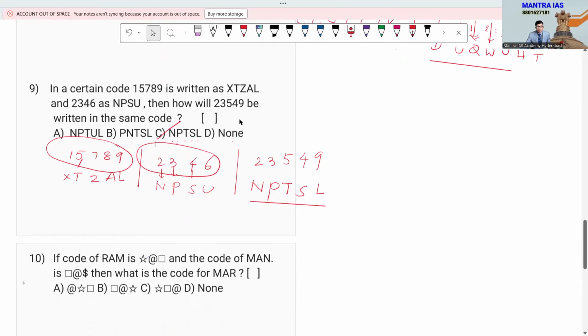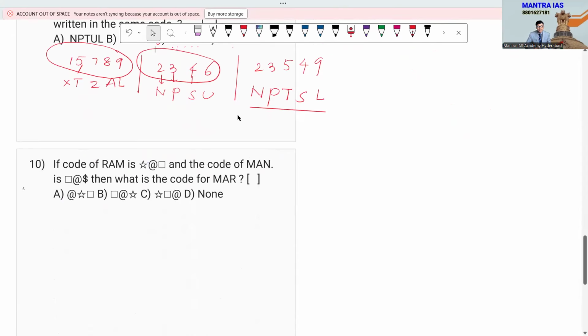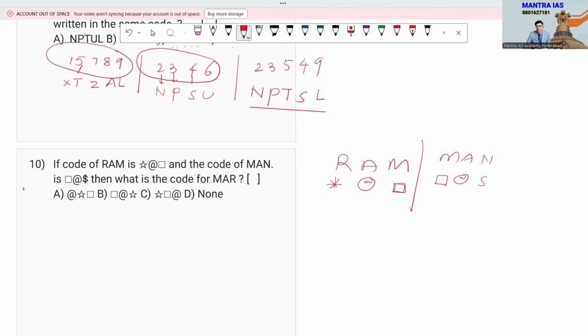Then go to the 10th one. Here, RAM is coded as star, @, delta. M is delta, A is @, R is star. Now, MAN is square, @ for A, N for dollar.